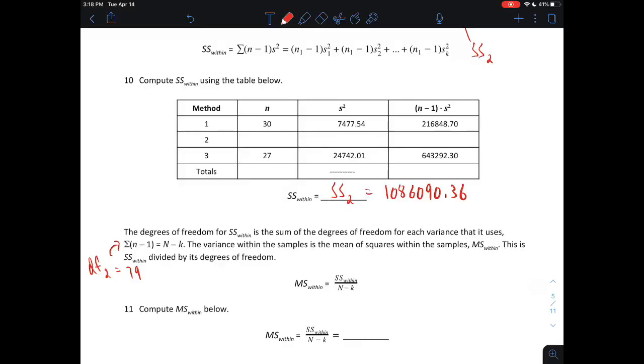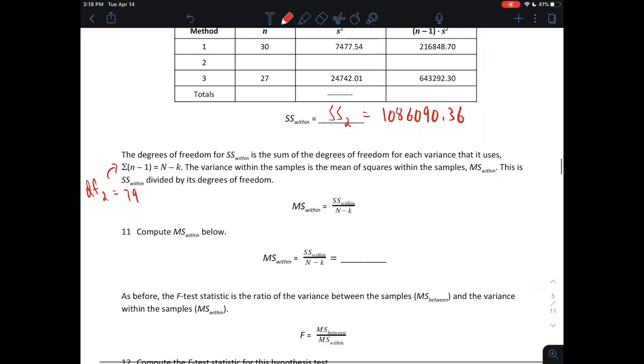The variance within the samples is the mean of squares within the samples, MS within. This is SS within, meaning the second SS number, divided by its degrees of freedom. So again, you could calculate this by hand, but this is also just MS2 that's sitting there on your calculator, and that's 13747.9792. And of course, we could round that if we want. I'm just writing down what my calculator says.